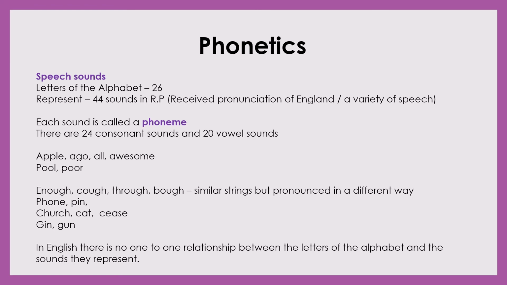So I've said there are 44 sounds, but in letters we have only 26. Apple, ago, all, awesome. All these four words begin with A. But when we pronounce them, we do not pronounce all the A's in the same way. Apple, ago, all, awesome. So there is a difference in each A when we pronounce it.